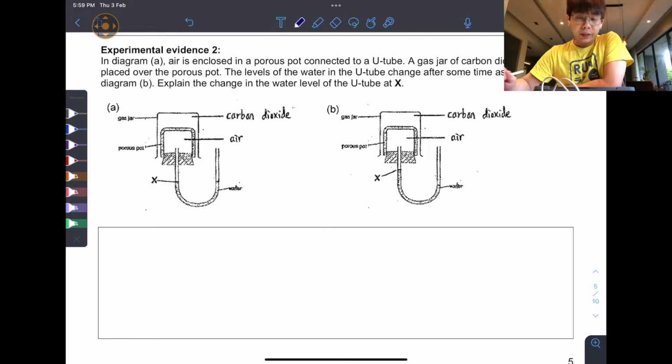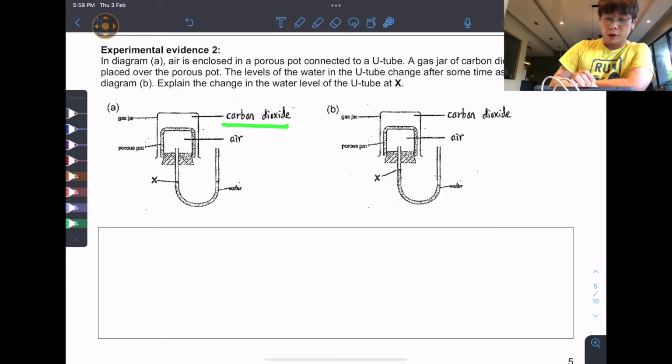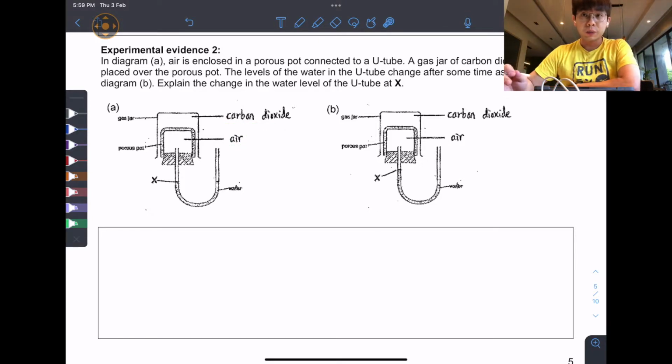Hi everyone, in this video we'll be looking at writing explanations for the porous pot experiment. So on the screen you can see a porous pot experiment where carbon dioxide is actually outside the porous pot while air is inside the porous pot. Now, how does a porous pot experiment work? If you do not know, please watch the previous video. In this video we'll be focusing on how to write this explanation.